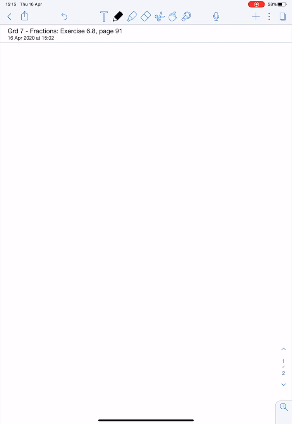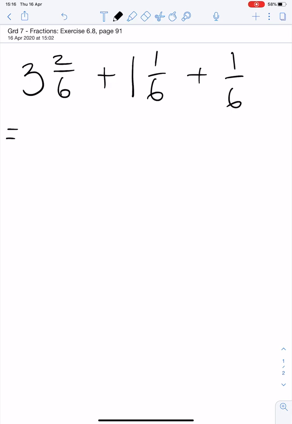Example 1 gives us the following sum: 3 and 2 over 6 plus 1 and 1 over 6 plus 1 over 6. Remember, we must work downwards. Now, there are many ways of adding these fractions together, but I think the way that you are used to is the following. If we add our whole numbers first, 3 plus 1 is 4. Then, because the denominators are all the same, we can go ahead and add the numerators together. So 2 plus 1 plus 1 is 4, and they are sixths.